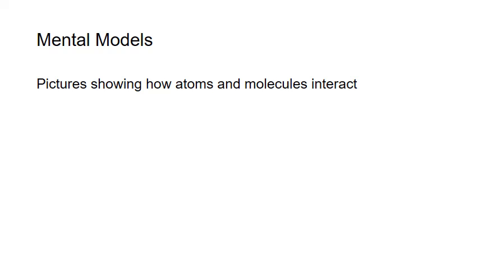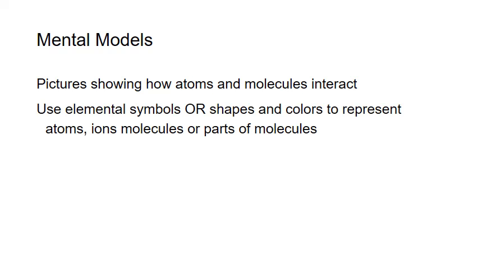We're going to totally switch gears here and talk about something else, something you'll need to know for some of the labs that we do. Mental models is a term that chemists use to describe pictures that show how atoms and molecules interact. It's one thing to be able to do some calculations. It's another thing to be able to show that on paper, to describe exactly how things are working in a chemical reaction. In the drawings you do, you're going to use either elemental symbols or shapes and colors to represent the atoms and ions and molecules, or parts of molecules.